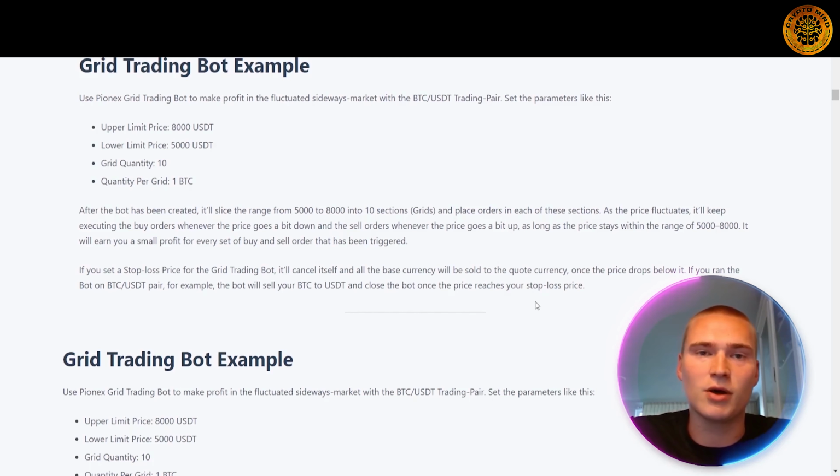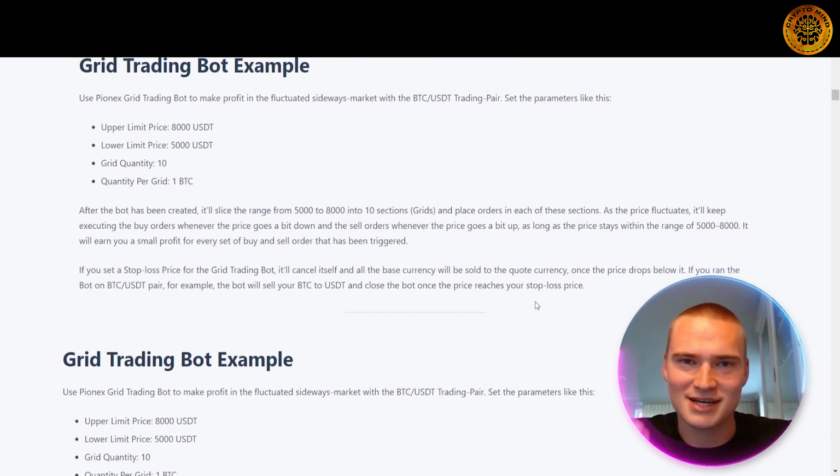Now you already know what the grid trading bot actually does, how you can set it up with an AI, but also how to set it up for yourself. So now let's actually get back to the Pionex exchange and set up this bot for ourselves.